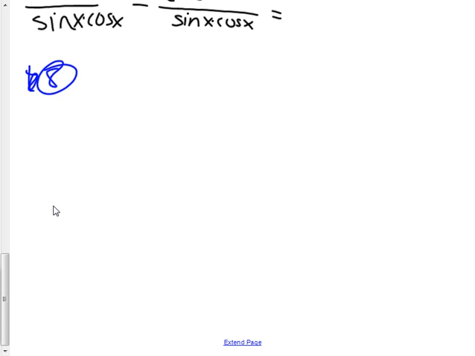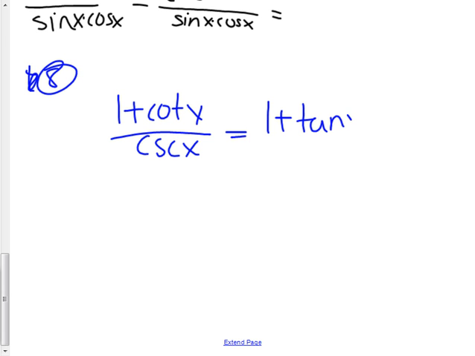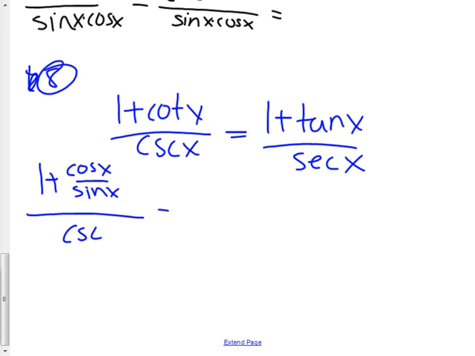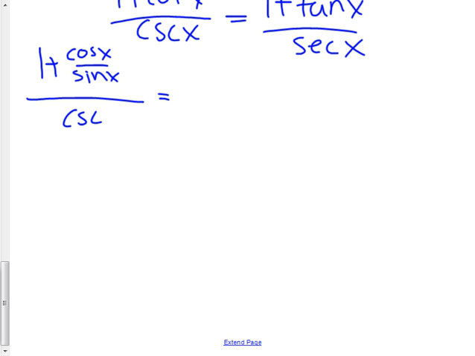So number 8. We have (1 + cot x) / csc x = 1 + tan x / sec x. So what do I need to do? Well, the only logical thing I can think to do is first, with this top, I want to break up that cotangent. So I'm going to say 1 plus cosine x over sine x, over cosecant. And then I can't add those top parts yet. Why? Don't have a common denominator.